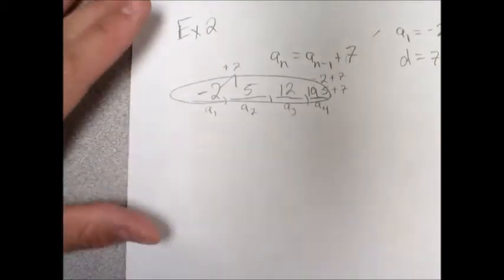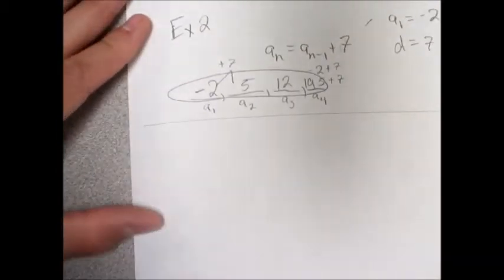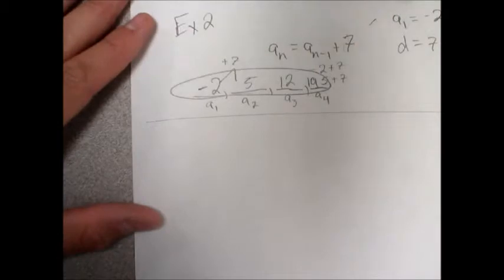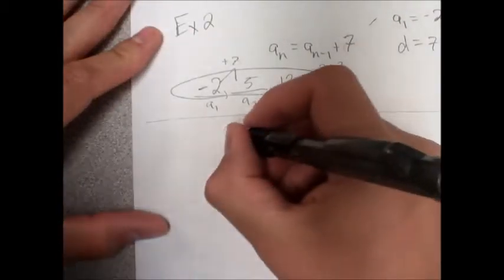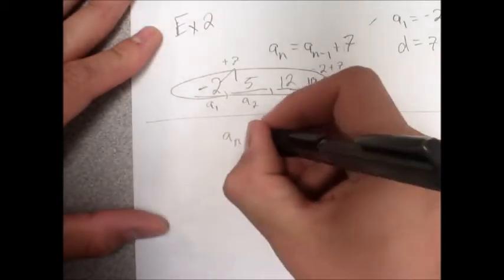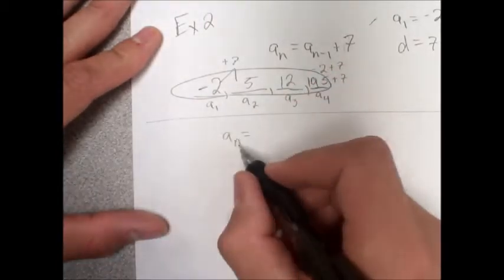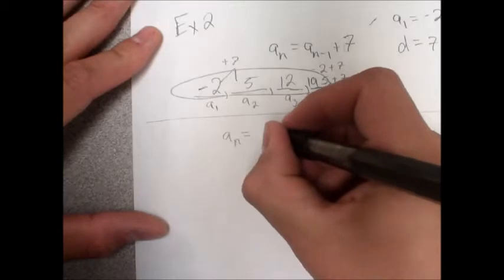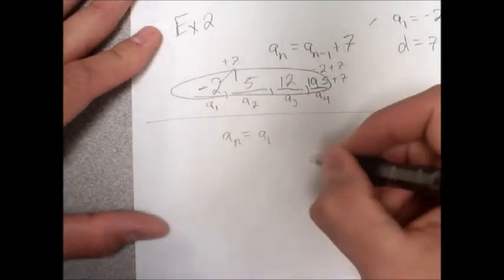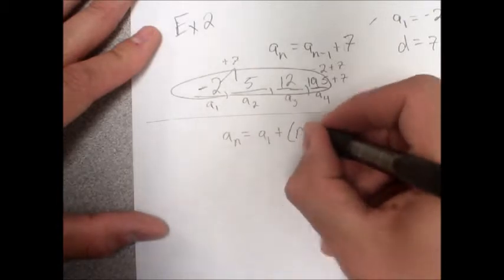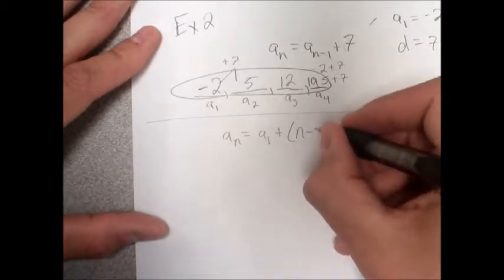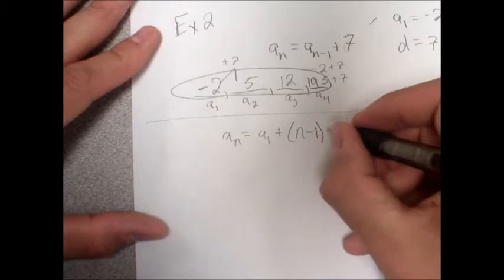Alright. Finding the nth term in a sequence. Finding the nth term in a sequence allows us to use this kind of formula. A sub n, this still stands for the same thing it did before, it's whatever nth term it is, equals the first term, a sub 1, plus the number of terms we are, minus 1, multiplied by the common difference.